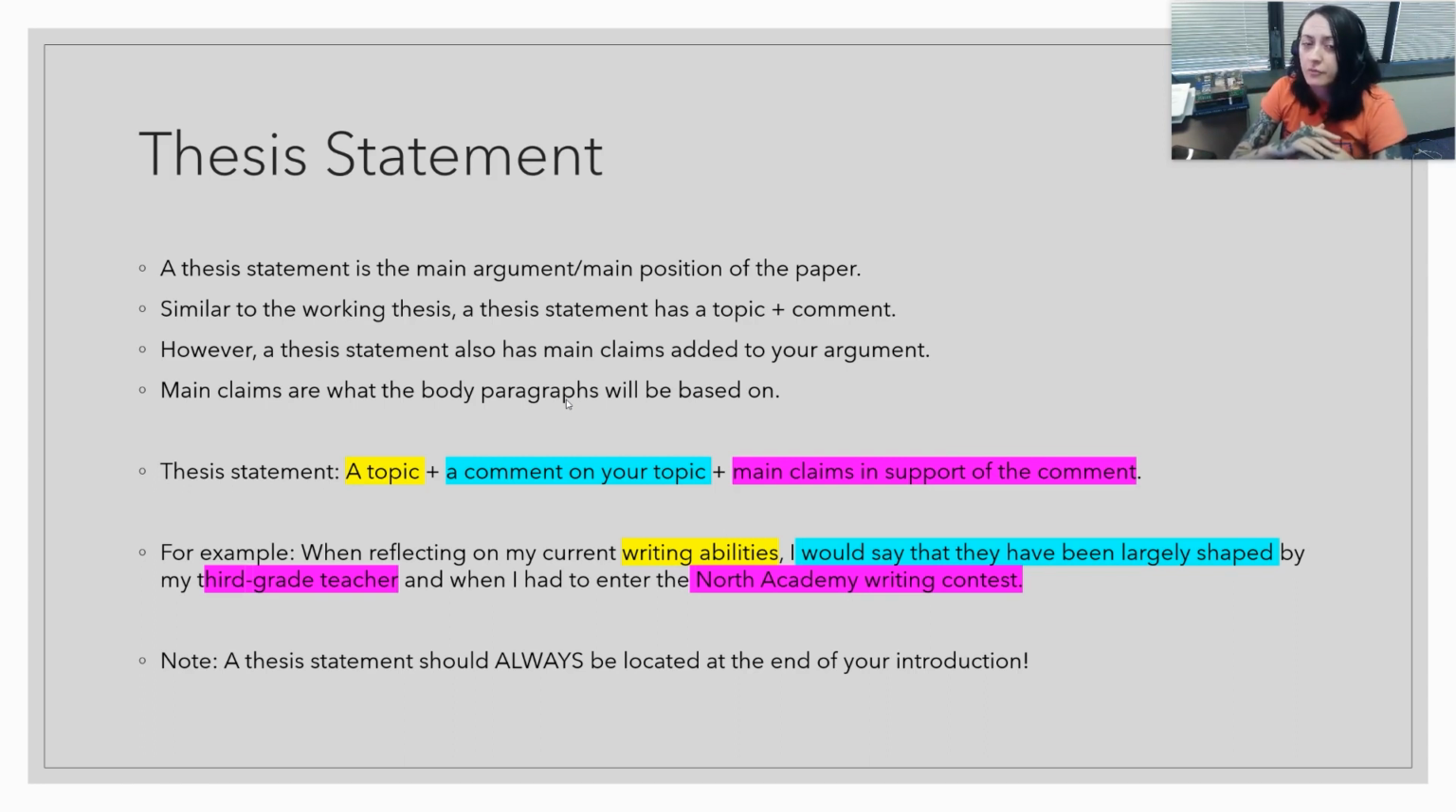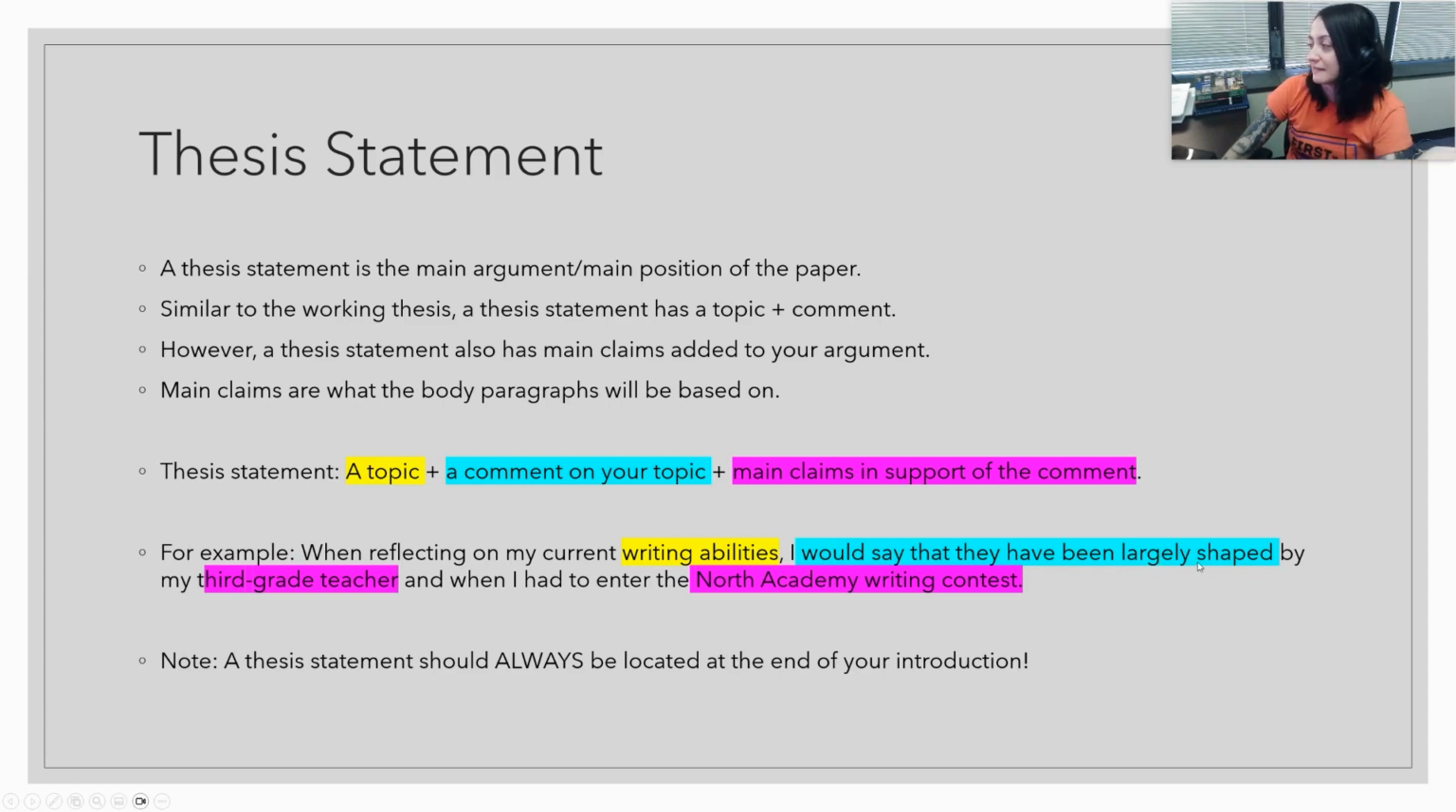And again, for a traditional college essay, you usually will have 3 main points, but you can definitely have maybe 2 or 1 or 4 or 5 or whatever. It depends on the length and complexity of your paper. But let's look at this one, for example. So a thesis statement has a topic, a comment on your topic, and then main claims. And here I have color-coded them so it's easier to see. So let's look at this example.